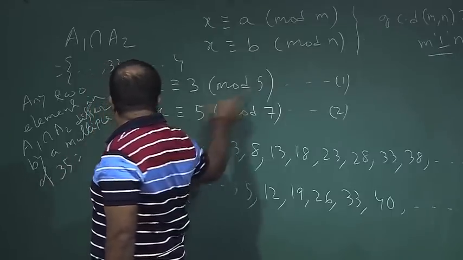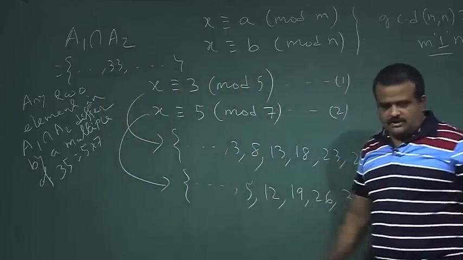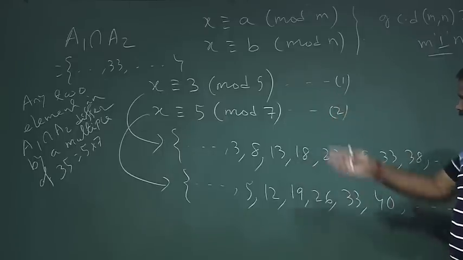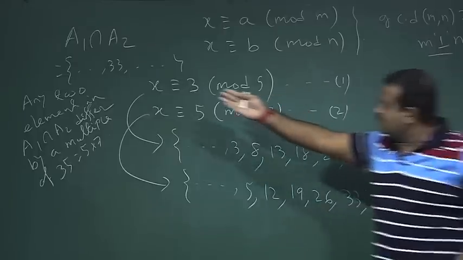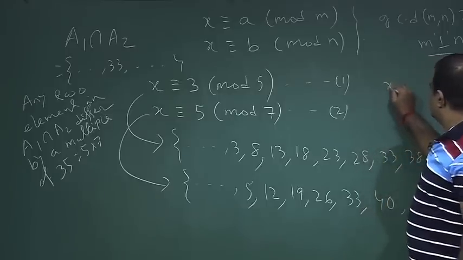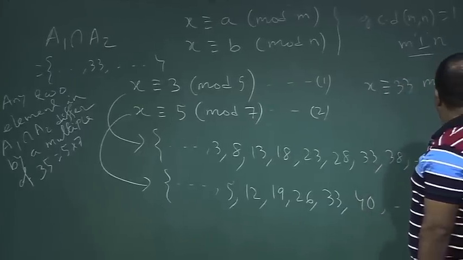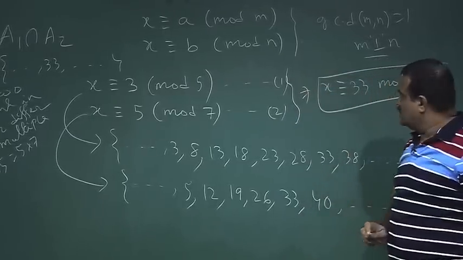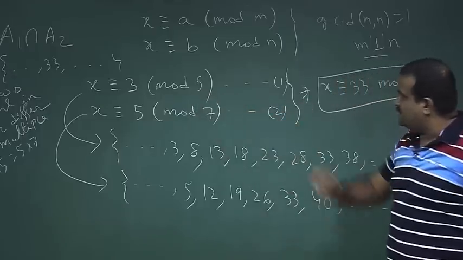35, which is basically 5 into 7. Okay, that we can easily verify. If you take any two points, they will differ by this. So, 33 is the solution for this system mod 35. So, x is congruent to 33 mod 35. This is the solution for this system of equations. You can easily verify this satisfies this equation, and it also satisfies this equation.